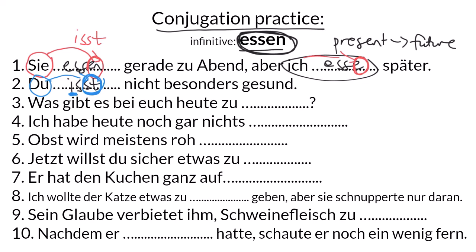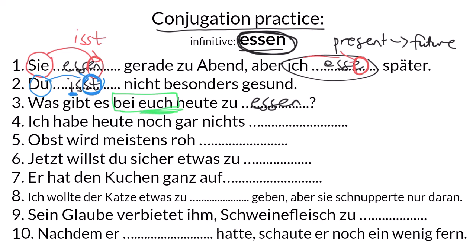Number 3, was gibt es bei euch heute zu essen? What is there at your place to eat today? Now, your place is referring to more than one person's place, so you're speaking to more than one person because of the euch, which is the second person plural dative pronoun.